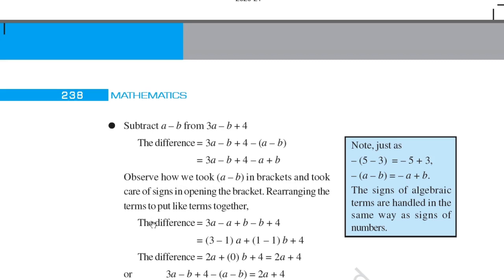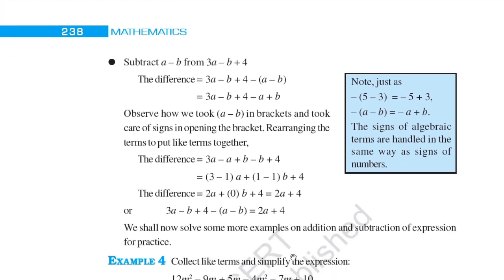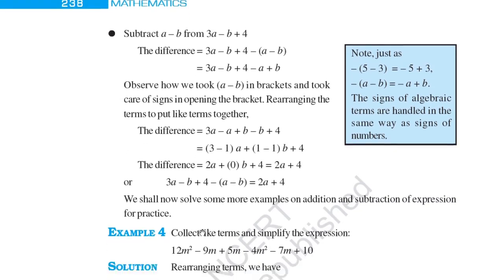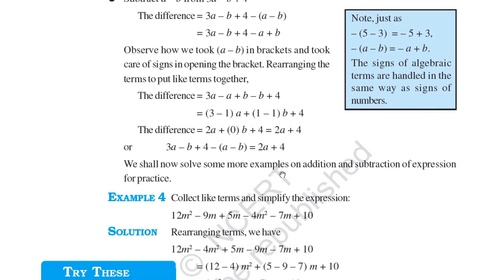Rearranging the terms to put like terms together, the difference is 3a minus a, which becomes 2a, and b minus b plus 4. So b minus b becomes 0, and the 2a and 4 remain as they are. So you see, 2a plus 4. Very easy. We shall now solve some more examples on addition and subtraction of expressions for practice.